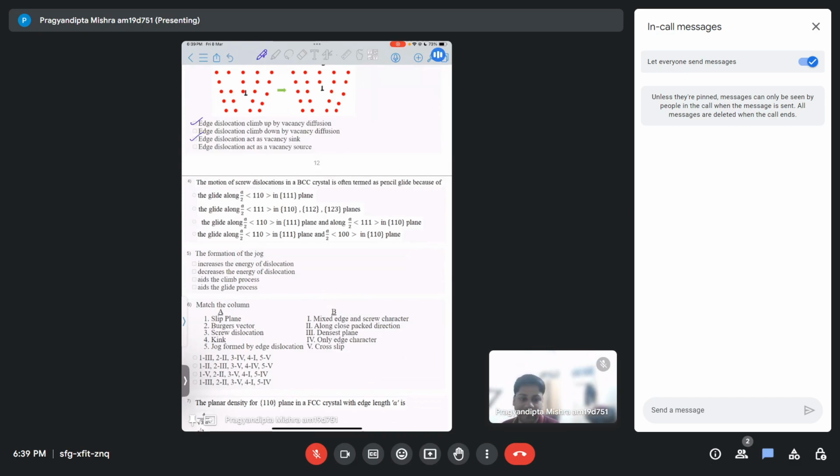But why do we call it pencil glide? I didn't discuss that. Because the glide will happen in a zigzag fashion. The glide will not be straight. It will happen like this, like this, like this. So the glide happens in a very zigzag fashion. That's why it's termed as pencil glide. Because the planes, as you can see, even though the direction is not changing, the planes keep moving from 110 to 112.